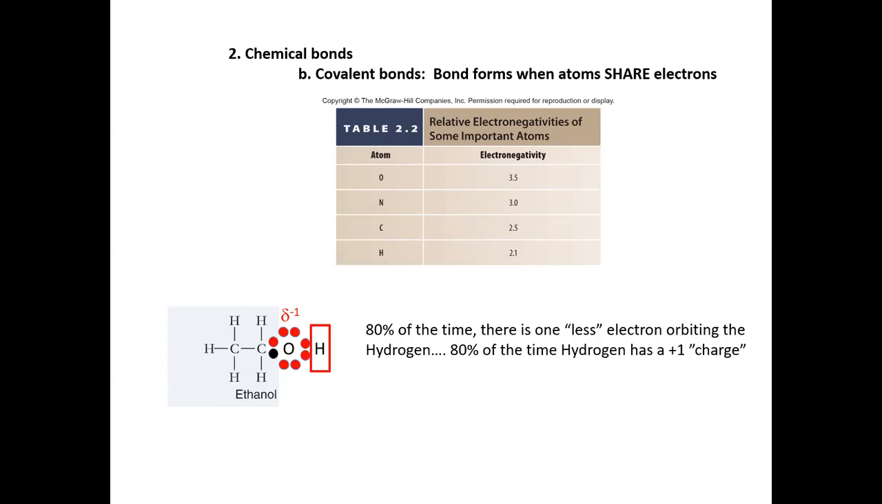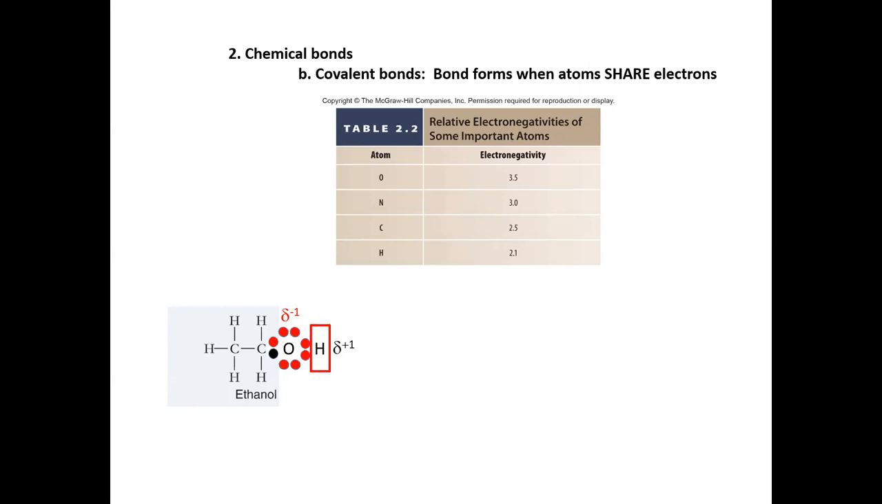Hydrogen has a proton. So that means that 80% of the time, the hydrogen has this +1 charge, right? Okay, and we're going to represent that with our delta +1.